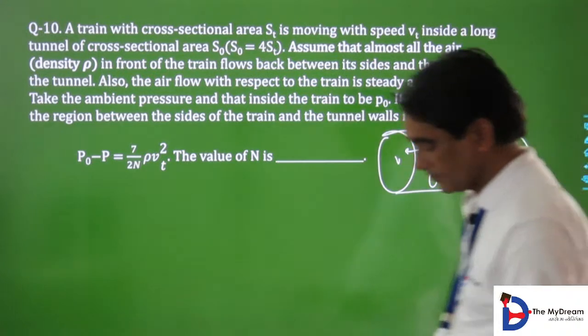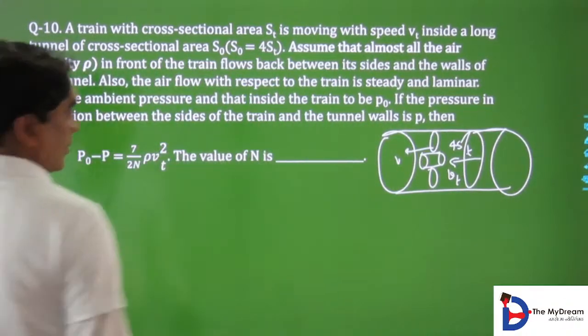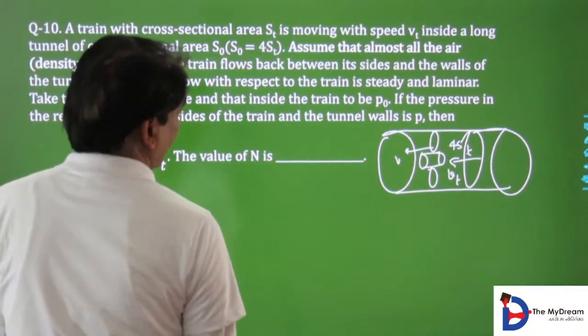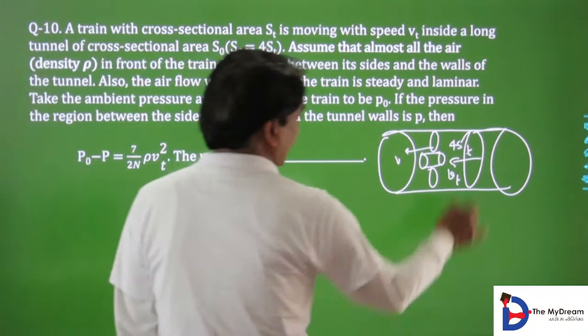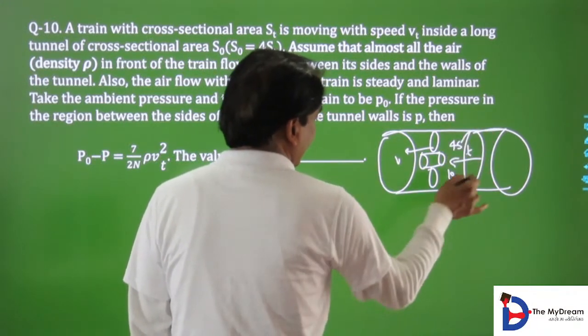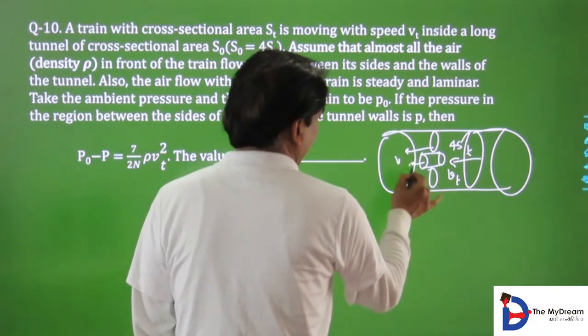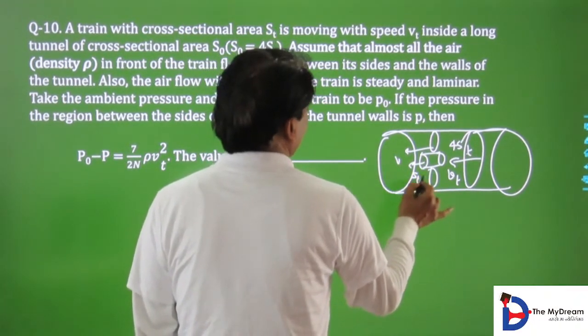then according to the equation of continuity, this is the area of cross section of the tunnel and this is the velocity, and the train is moving with this area.